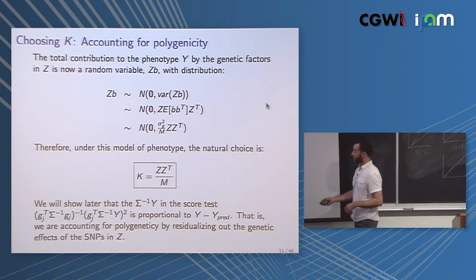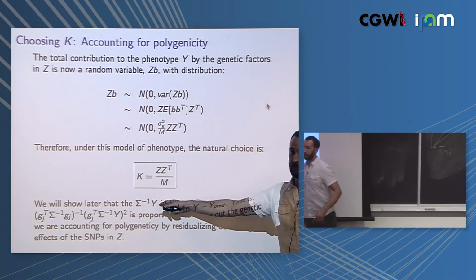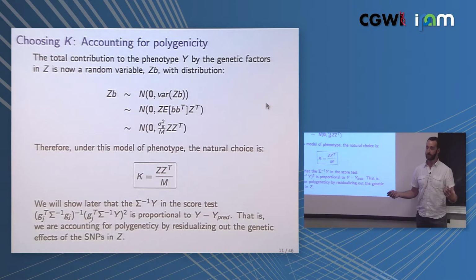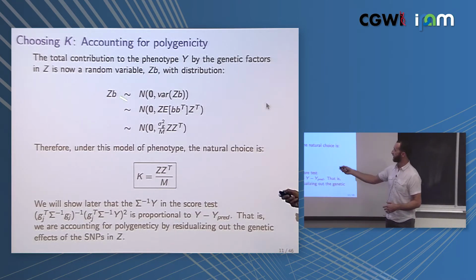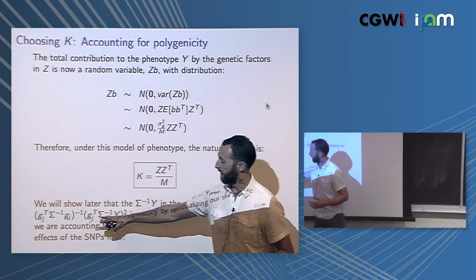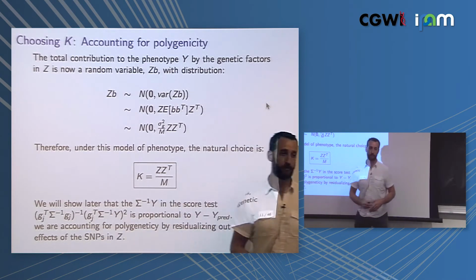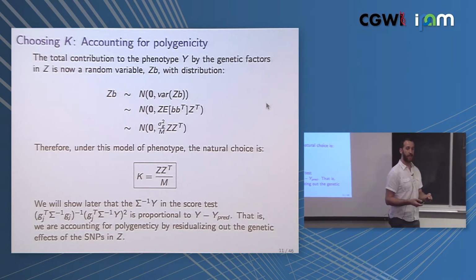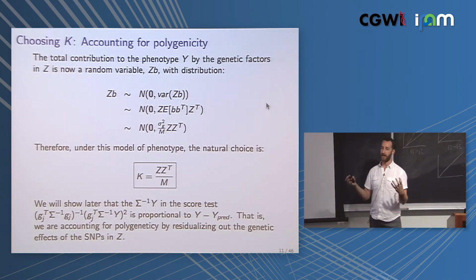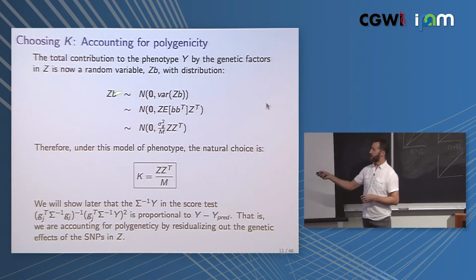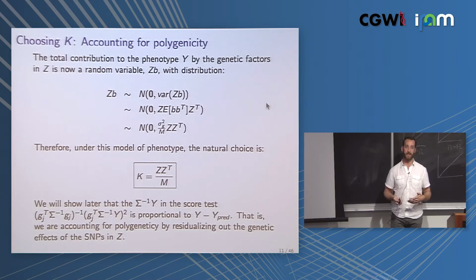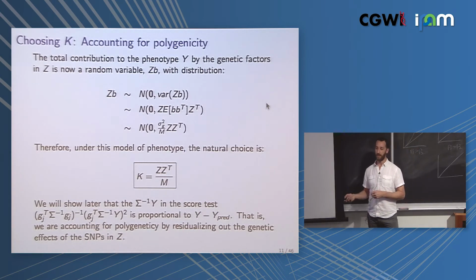Later, I'm going to show that this sigma inverse term in our score test is proportional to the residuals of y minus a prediction from this ZB. So in effect, what we're doing is looking at the correlation between the genotype that we're testing and our phenotype, having subtracted out a prediction from this ZB term. And that's how we're getting power back by using a linear mixed model.